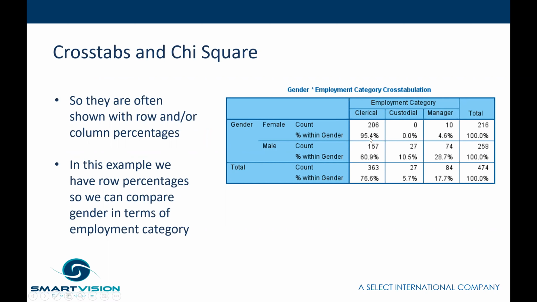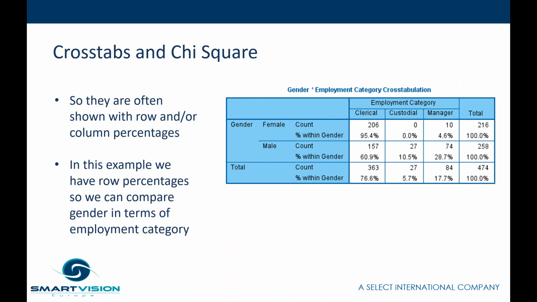That way we're saying the percentage within gender. Within female, 95.4% of the female employees are clerical workers, 0% are custodial, and 4.6% are managers. For the men, 60.9% are clerical workers, 10.5% are custodial, and nearly 29% are managers. So the percentages help us compare different groups when the group sizes are different, and we can say what proportion of men and women fall into different categories.